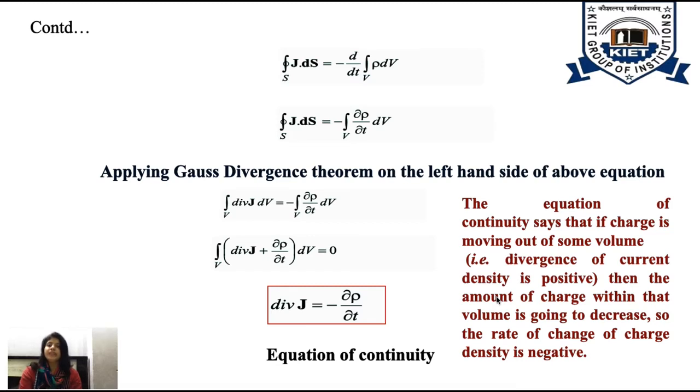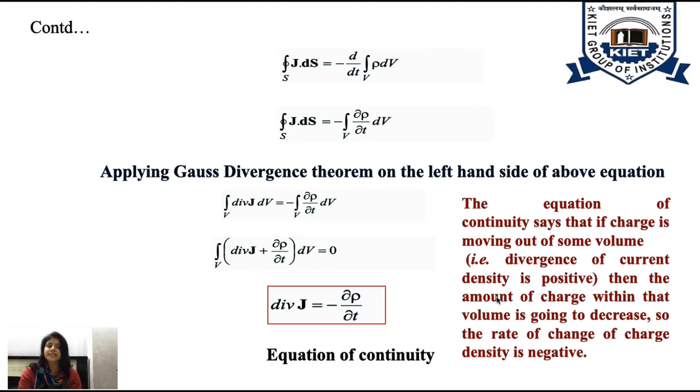Then volume integration of divergence J plus del rho by del t into dV is equal to 0. dV can't be 0, as it is the volume element. Therefore, divergence J is equal to minus del rho by del t, which is known as the equation of continuity.